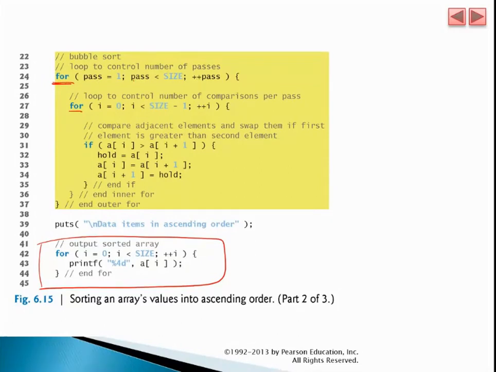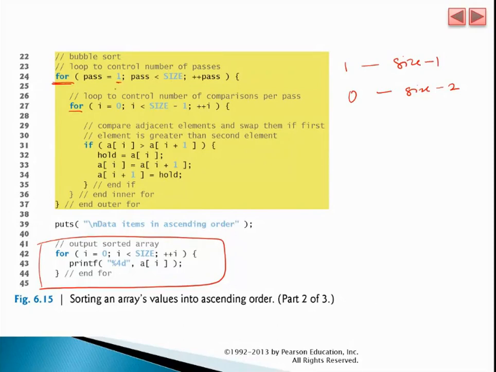This pass will go from 1 to size. Actually this is less than size, so it will go from 1 to size minus 1. And the inside for loop we are running from 0 to size minus 1. So actually this will become size minus 2, because size minus 1 is written. Anyway, you can set this variable as per your requirement, but both loops will run for n minus 1 times, where n is the number of elements in the array.